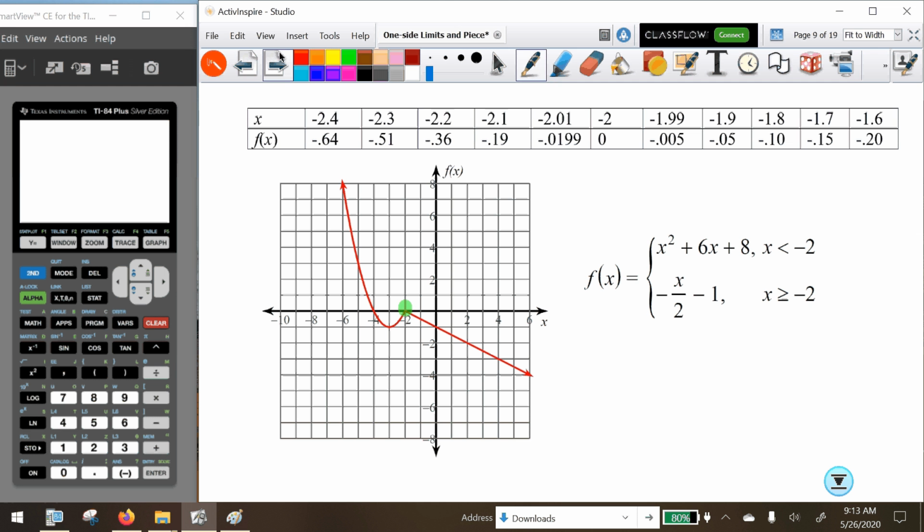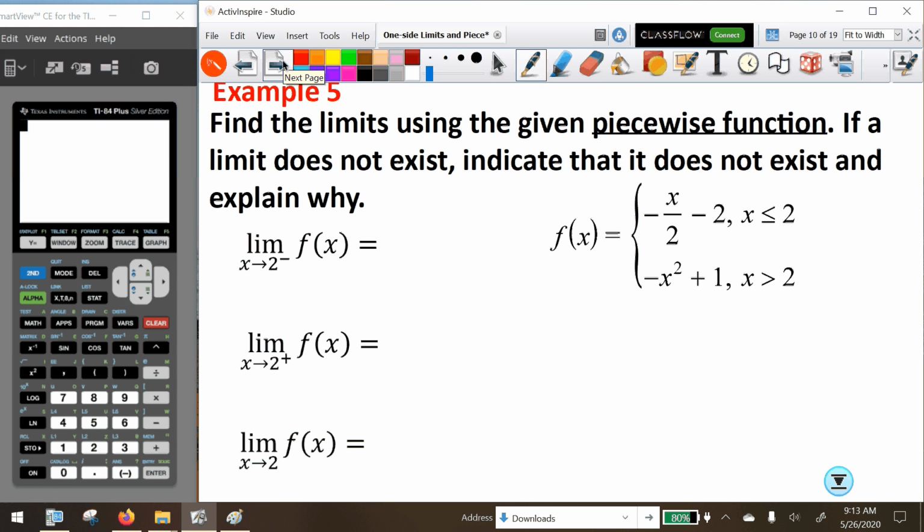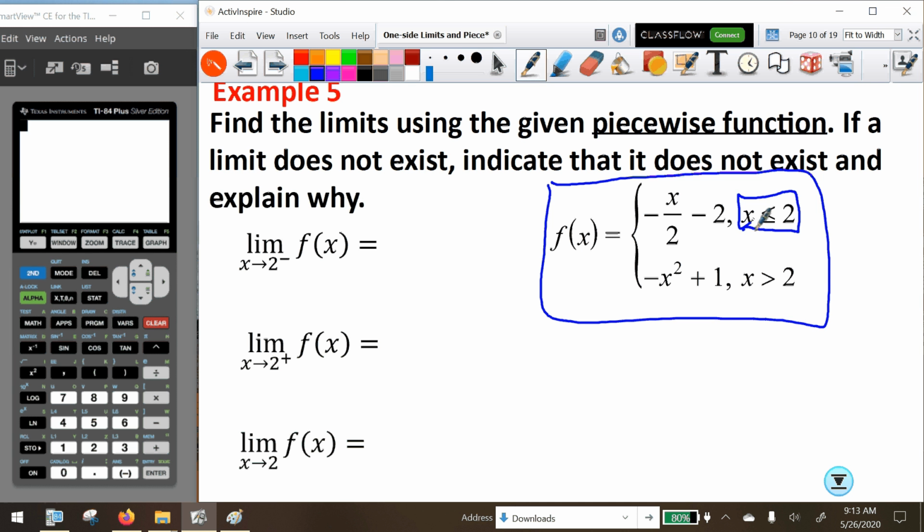All right, now let's look at an example where we're asked to just analyze a piecewise function that's written in function notation. We have a piecewise function. We have to find a left hand, a right hand, and a regular limit. And let's interpret what this function is first. It says that the function f of x is defined as negative x over 2 minus 2 for all x values less than or equal to 2. For all x values that are greater than 2, the function is defined as negative x squared plus 1.